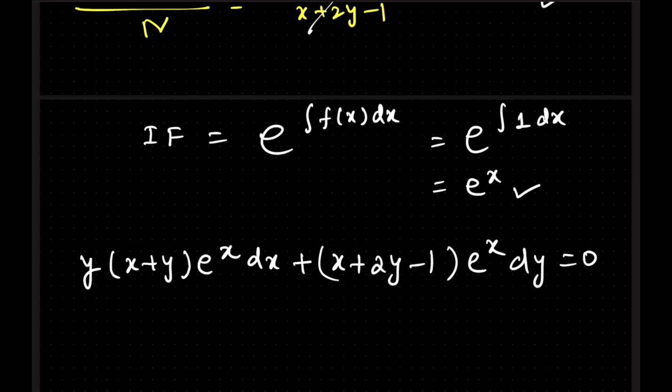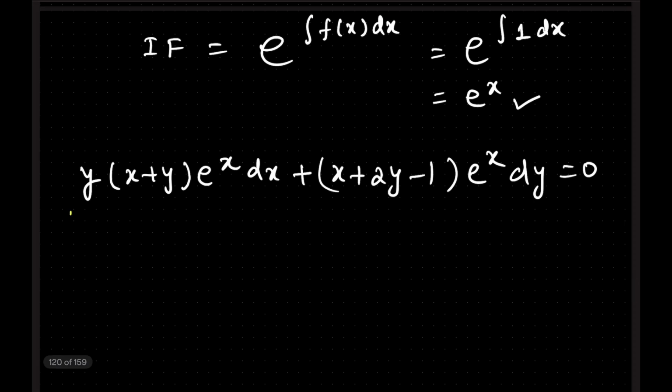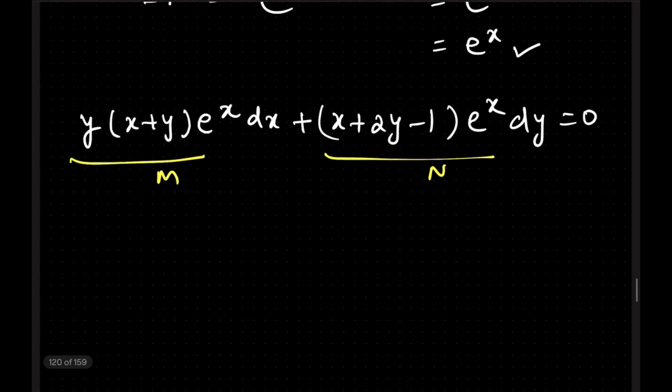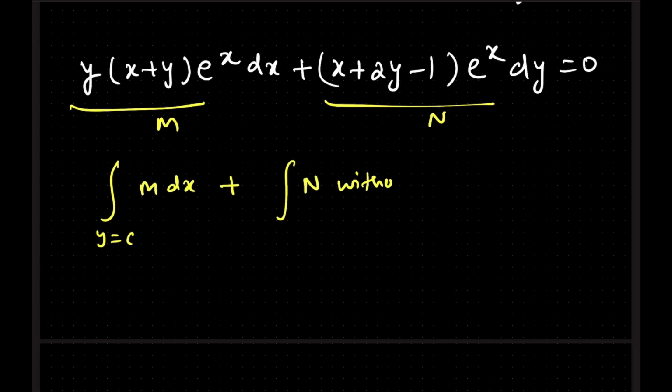We need not check for exactness now, because this is an algorithm that you have to keep in mind. This is your M and this is your N. If you don't believe it, you can check for exactness, but it is an exact differential equation, because once you multiply by the integrating factor, you get an exact differential equation. So our formula was: we keep y as constant and we integrate M dx, plus the terms of N without x.